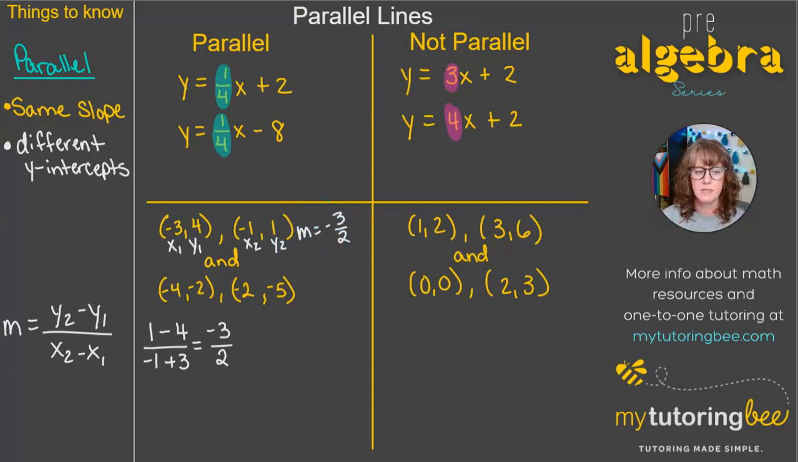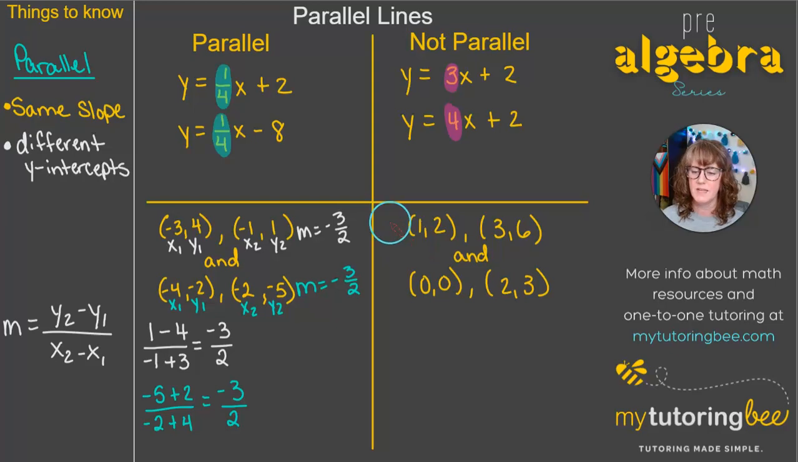All right, let's see what our slope is for this second line. So again, x1, y1, x2, y2, and let's sub those numbers in. -5 minus a -2, I'm going to go ahead and write that as +2 over -2 minus -4, so -2 plus 4. So we get -5 plus 2 gives us -3, and then -2 plus 4 gives us 2. So our slope for this second line is -3 over 2. So because those two slopes match, we do have parallel lines.